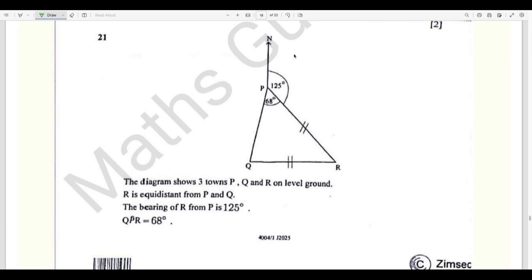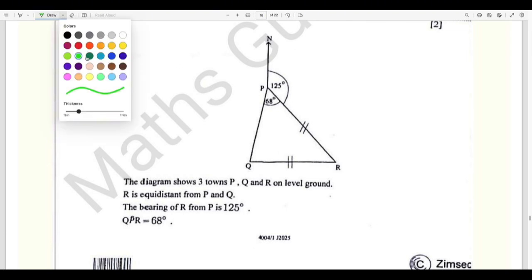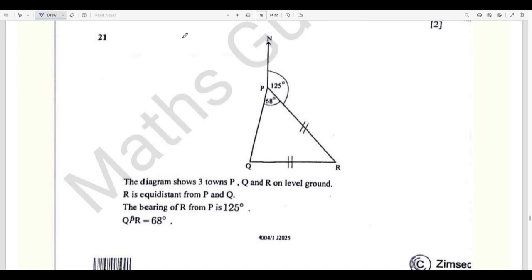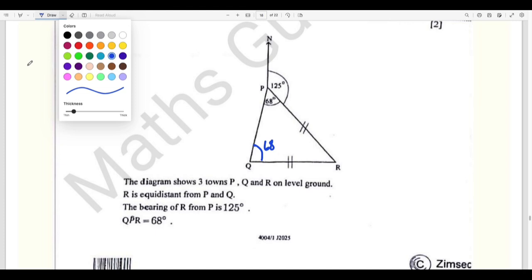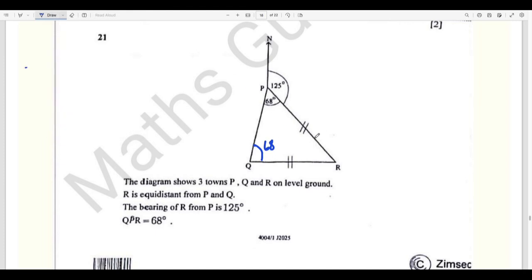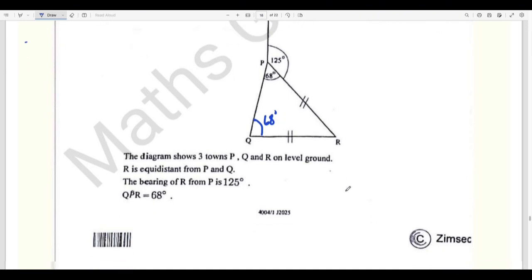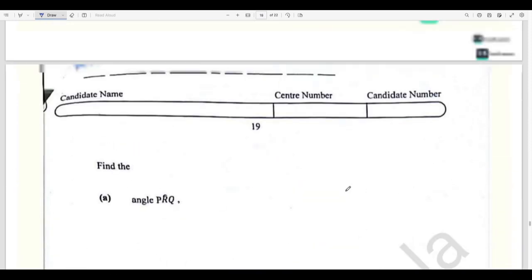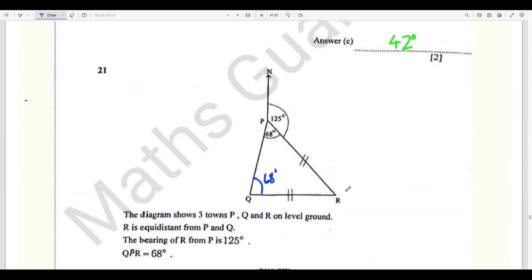The diagram shows 3 towns, P, Q, and R on level ground. R is equidistant from P and Q, and the bearing of R from P is 125 degrees. QPR is 68, so we also know that angle at Q there is equal to 68. Since we've been told that it's equidistant, it also means that triangle is an isosceles triangle. Now, we are going to look at the question, which requires us to make some computations. Firstly, it asks us to find the angle at R there, that angle PRS.